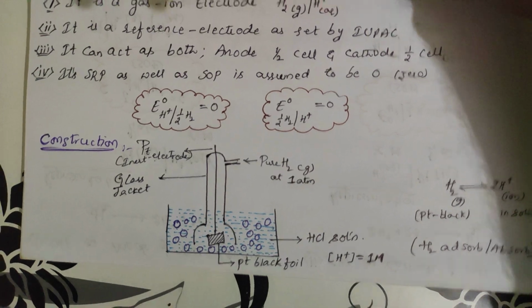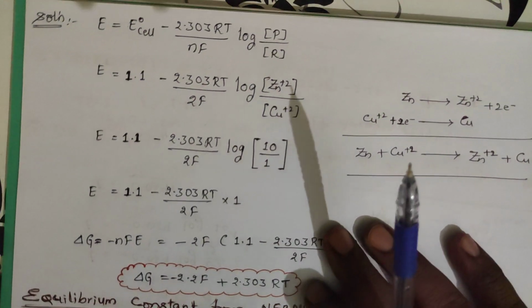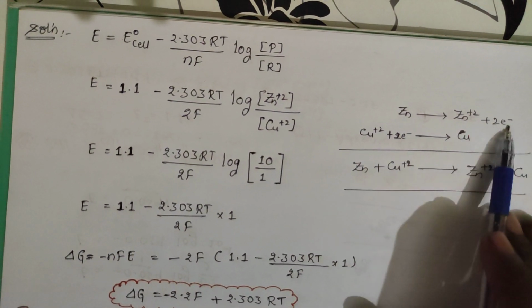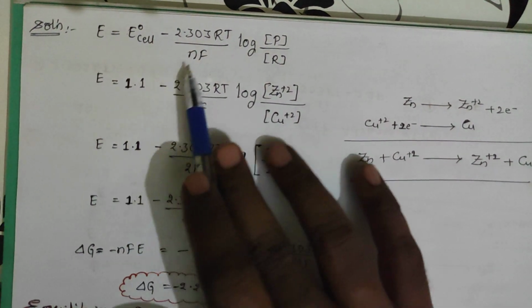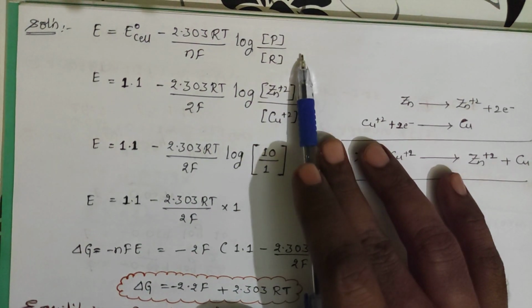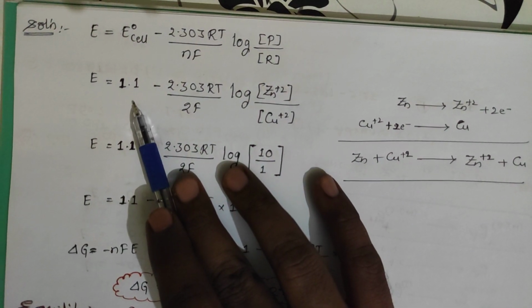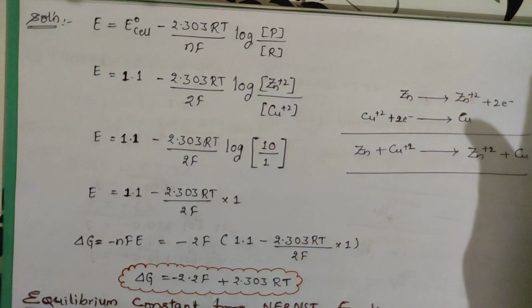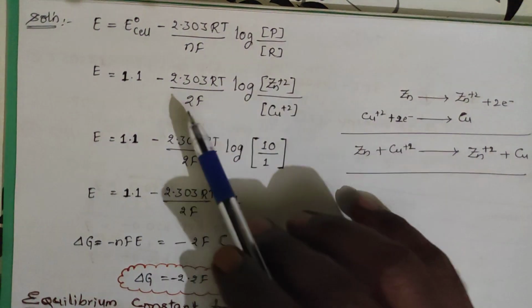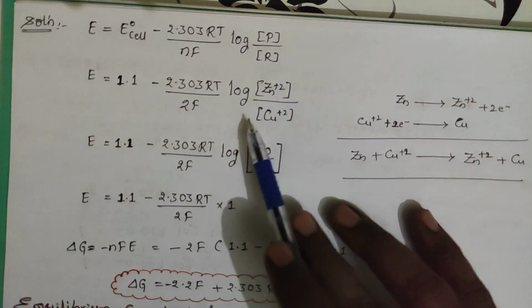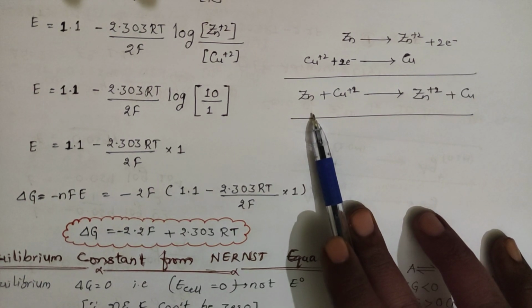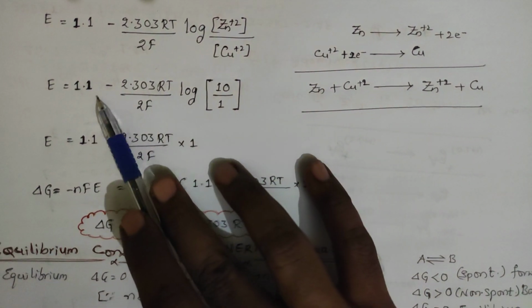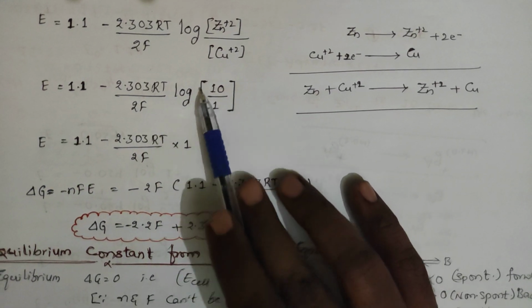Pause the video and try to solve this question. Okay students, look over this answer. So, this is the condition. Zn is converted to Zn plus 2 plus 2 electrons, and copper plus 2 plus 2 electrons is getting converted to copper. So E will be equal to E naught of cell minus 2.303 RT by nF log concentration of products by concentration of reactants. E naught of this cell is 1.1 volt. So 2.303 RT by 2 Faraday, because 2 electrons are involved here, log Zn plus 2 by copper plus 2. The copper and zinc solids are taken as unity. So it is 1.1 minus 2.303 RT by 2F log.